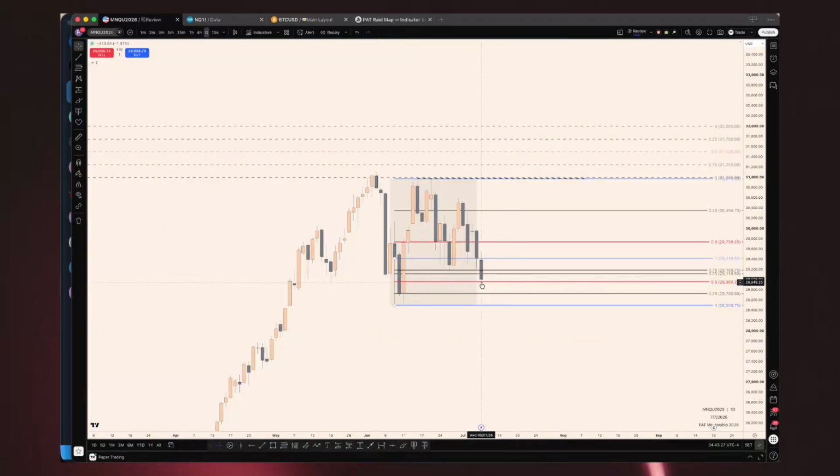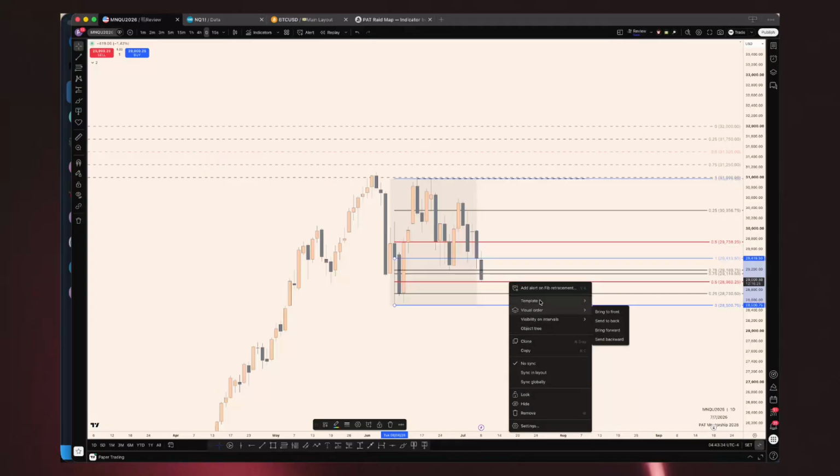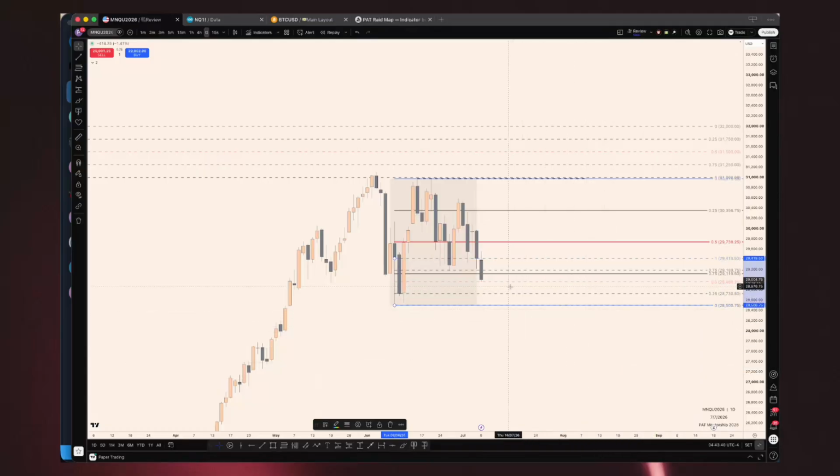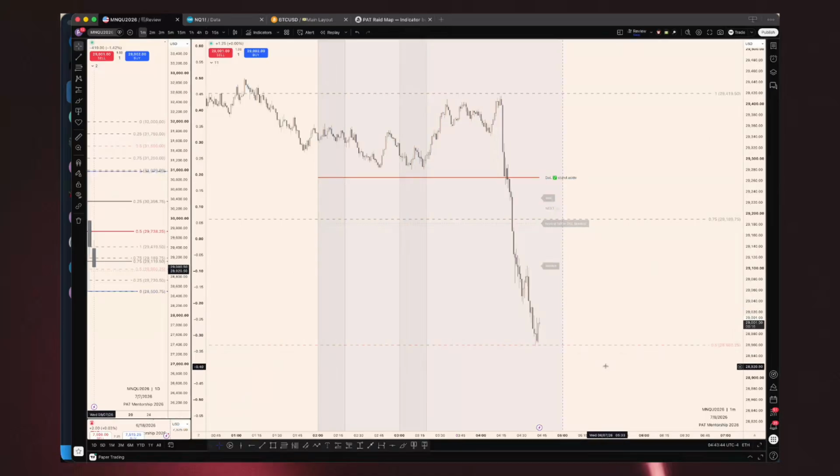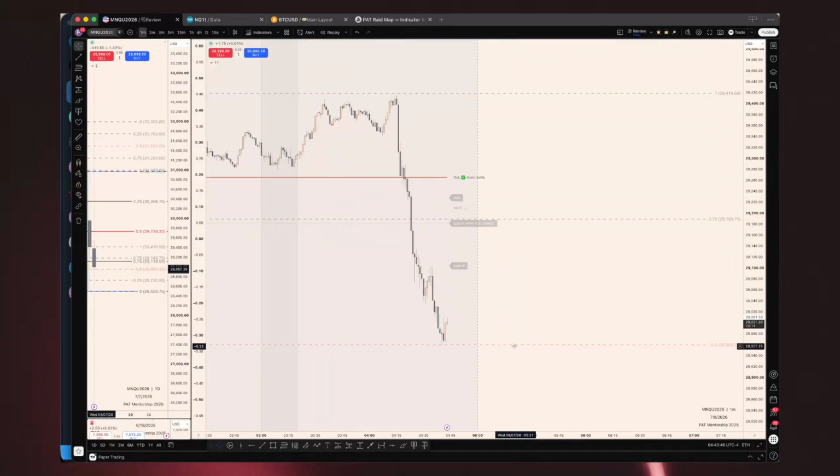And you can see we pretty much hit consequent encroachment here. Let me just use a different style, muted quad grading. There you go. And then we can just sync it in layout so we have it in a minute chart. That is the level which I was looking at after we continued towards the stretch.